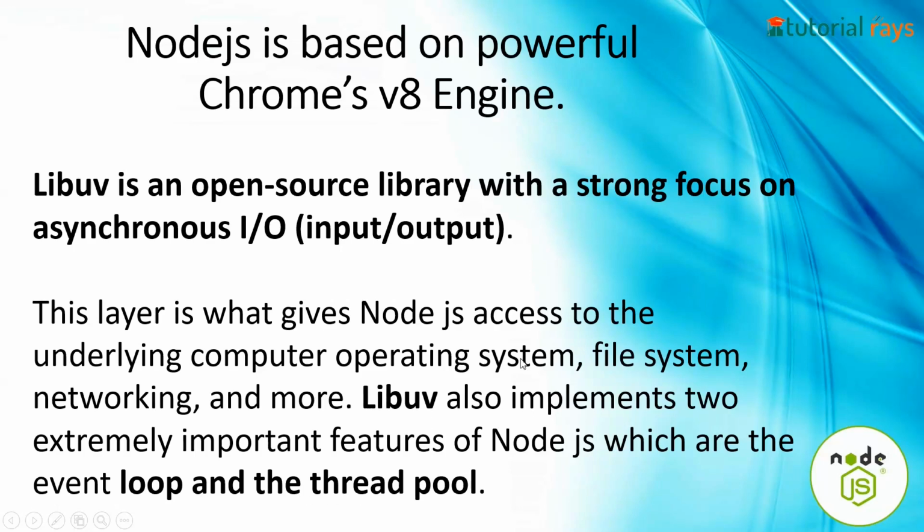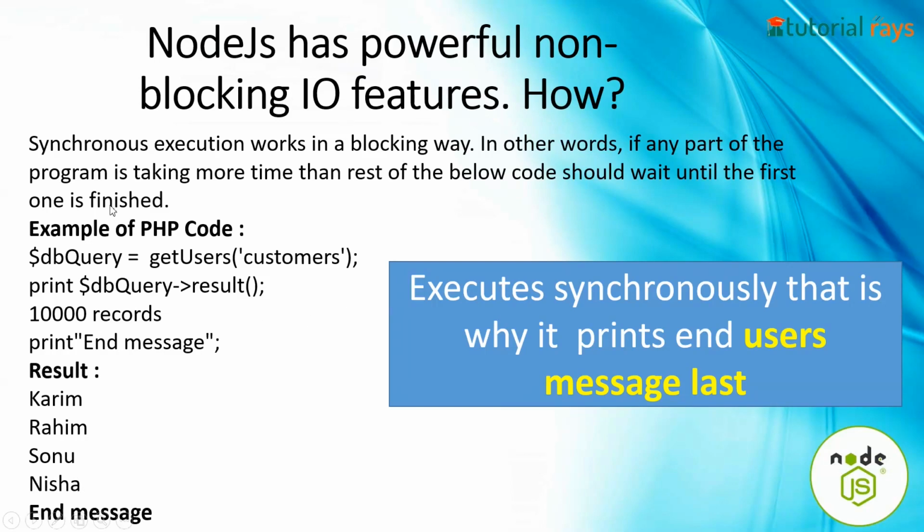Now let's understand with a simple example what is IO and how this IO feature, non-blocking, works. When I'm talking about non-blocking, this is also called asynchronous. Synchronous execution works in a blocking way. Understand? Synchronous execution works in a blocking way. I will explain with this example. In other words, if any part of the program is taking more time, then the rest of the code below should wait until the first code is executed.